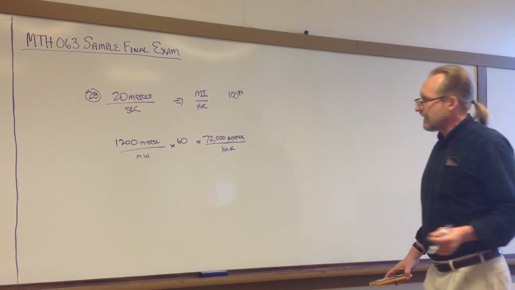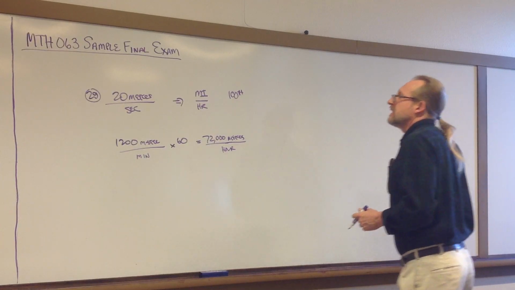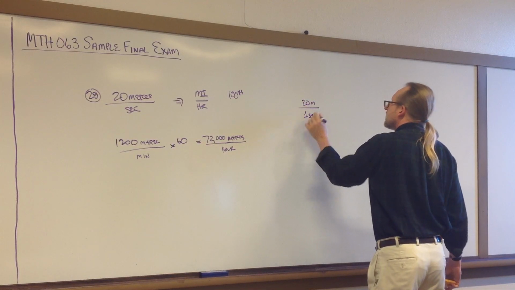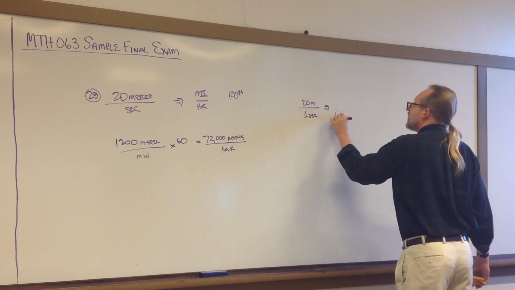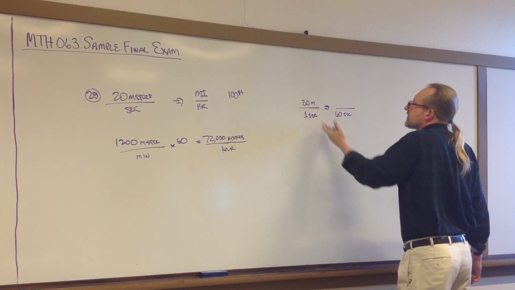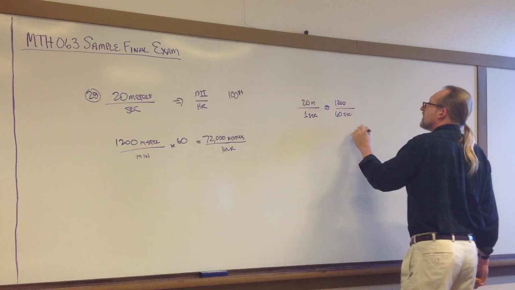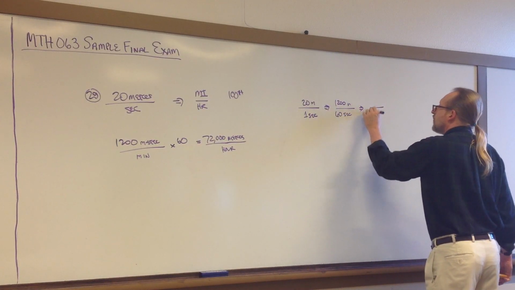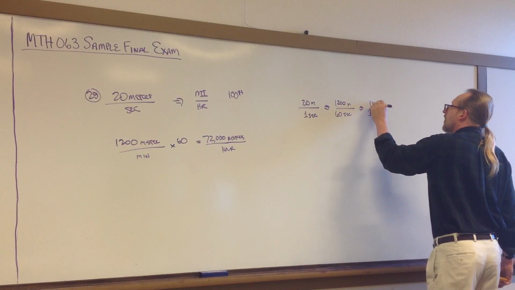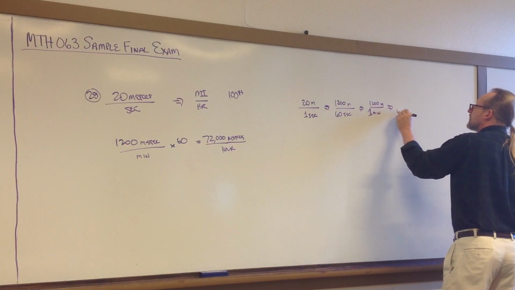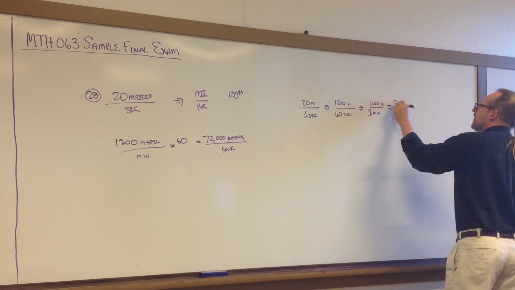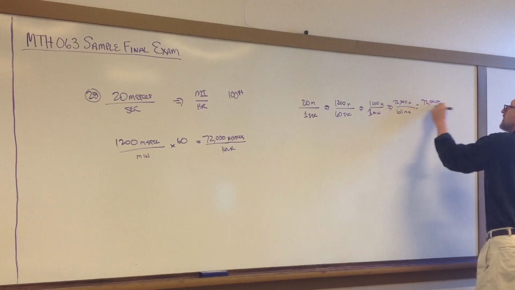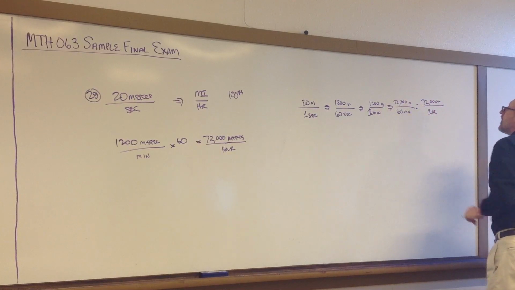I was doing a lot of that in my head. Really, what we're doing here is, 20 meters in 1 second, and we want to know how many will be in 60 seconds, so that's why I multiplied by 60. And then the same thing again, so that's now 1 minute. And then for 60 minutes, which is 1 hour, that's where we get the 72,000. So 72,000 meters in 1 hour.